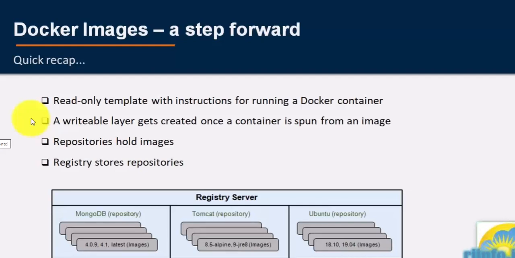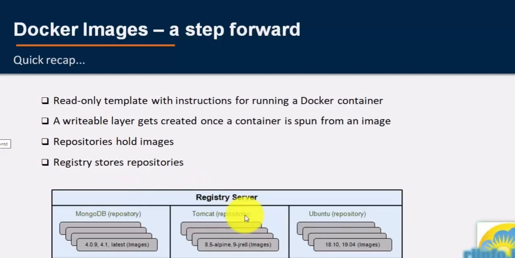A repository holds images. So for example, MongoDB is a repository, Tomcat is a repository, and so on and so forth. Each repository generally holds multiple images which are identified by the tag associated with it. If we don't specify a tag, then the latest image from the repository is selected. A registry holds the repositories. Docker Hub is a registry. We can also configure our own registry, which we'll cover in the later modules of this course.